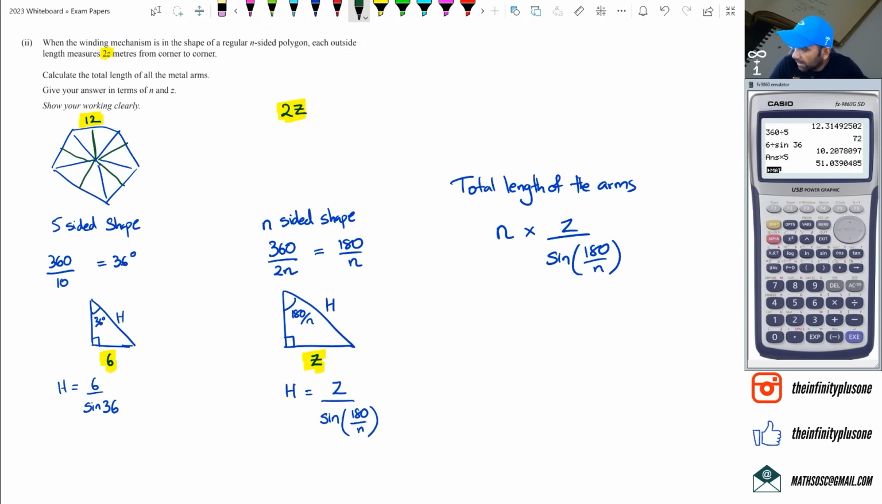So grades wise, getting to this part here is going to be an Excellence, E7/E8. If you make a minor mistake, you can get an E7 for it. Getting up to z over that gets you a Merit, and Achieved is 360 over 2n. So you could be getting an Achieved there. Okay, so that is question 1. Let's go to question 2.